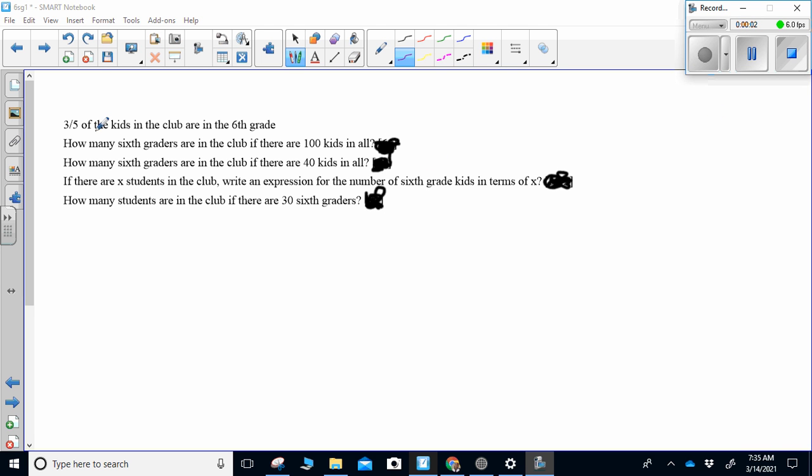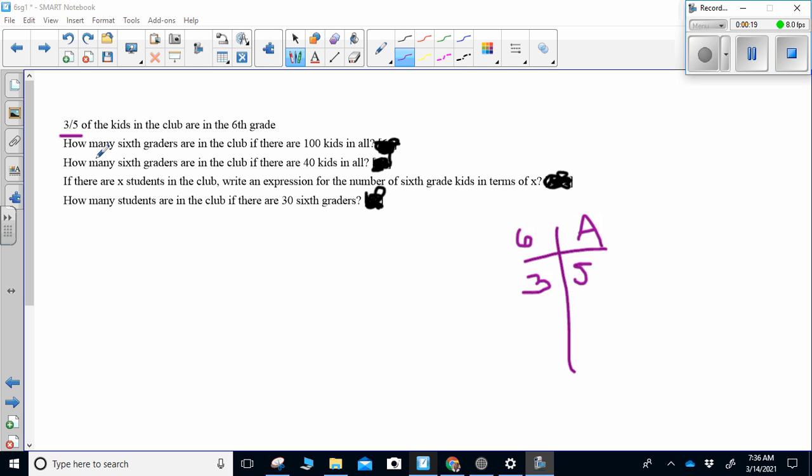Next question says, 3/5 of the kids in the club are in the 6th grade. When I see a question like this, I know I'm going to make myself a T-chart. So in my T-chart, I labeled my left column 6th grade and my right column all kids. And I've got 3 out of 5.